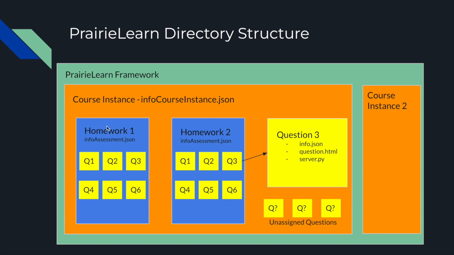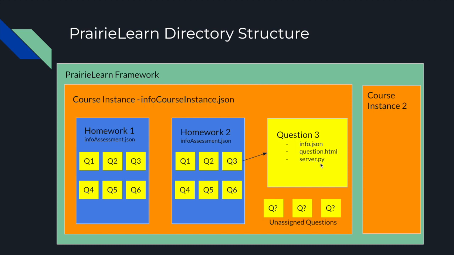Inside of that homework, you're going to have an info assessment.json, which is going to have the same properties like when it opens, when it closes, which questions are inside of it, and how much points they're worth. And then here are all the questions. Inside of those questions, you're going to have an info.json, which is going to be kind of the same properties as the other ones. And then you're going to have your question.html, which is going to be what appears on the screen for the user to interact with.